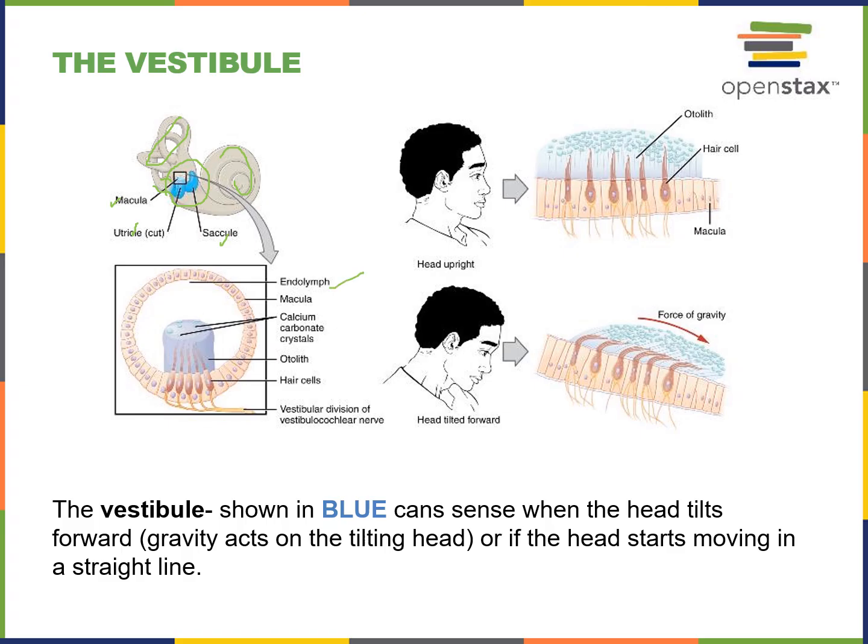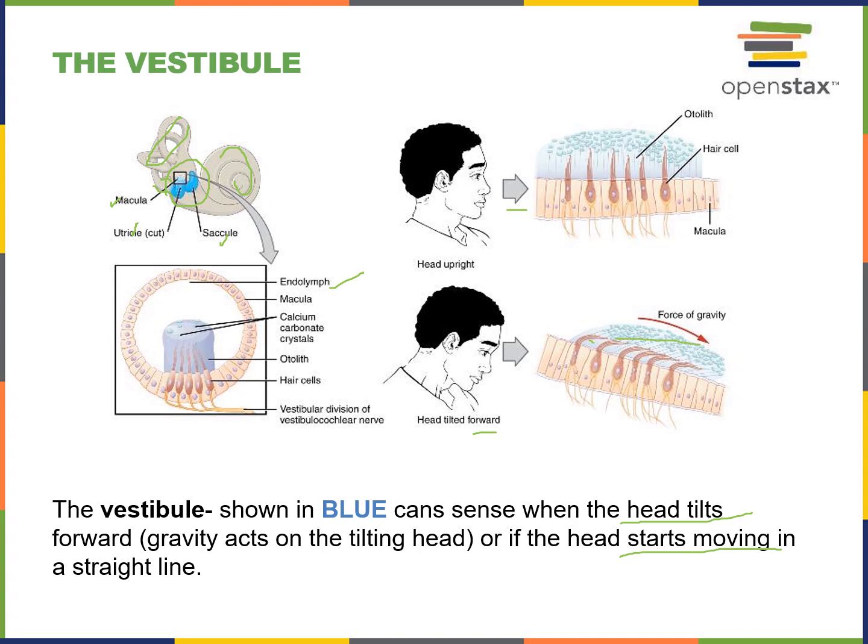Endolymph is the fluid. If you take a cross-section of one of these, you will see there's fluid, and that's the fluid that moves. Now what we have in here is a structure that responds when the head tilts forward, with gravity acting on it, or when the head starts moving in a straight line. Here is the head in a straight line, and here's the head tilting. What we have are some stones, actually made of calcium carbonate. They move, and when they move, the endolymph moves. The endolymph is between there.